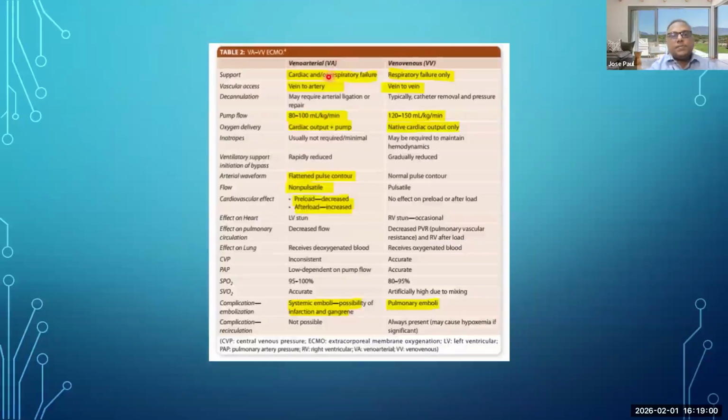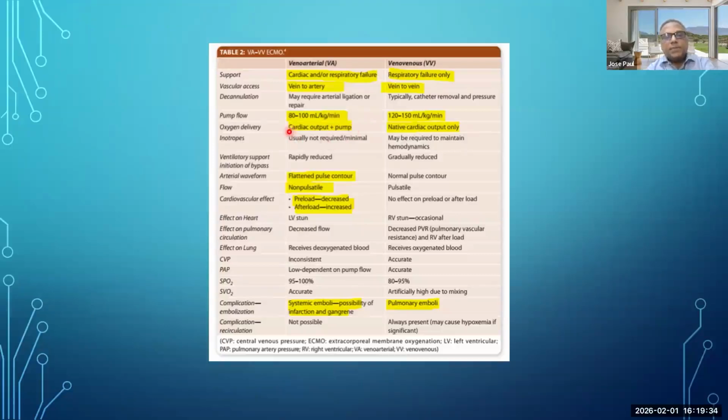So these are the differences between a veno-arterial ECMO and a veno-venous ECMO. In veno-arterial ECMO, you can have cardiac as well as respiratory failure. That is the indication for doing the veno-arterial ECMO, and veno-venous ECMO you do it only in respiratory failure. And vascular access is from vein to artery. Here it is from vein to vein, and the pump flow is somewhere between 80 to 100 ml per kg per minute. So usually these pumps can sustain a flow of 5 liters to 10 liters per minute. So this is a very active pump.